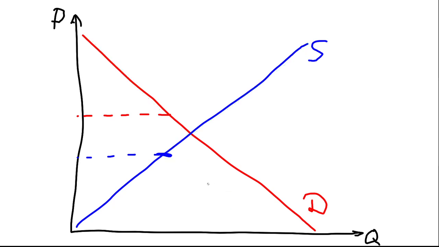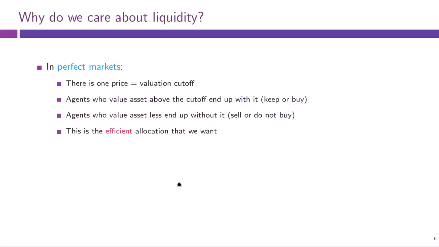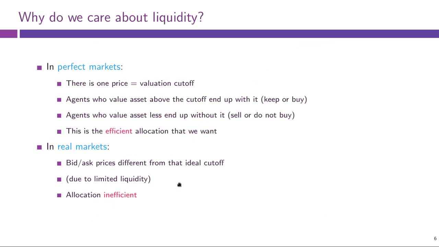Or the allocation that is established in this illiquid market is inefficient, which means that illiquidity is a barrier to efficiency. And this is why we do not like illiquidity. Markets are meant to bring us to the efficient allocation. But if markets are illiquid, they cannot do this. This was the message of this slide. So illiquidity leads to inefficiency. And this is why we as researchers of markets care about liquidity.